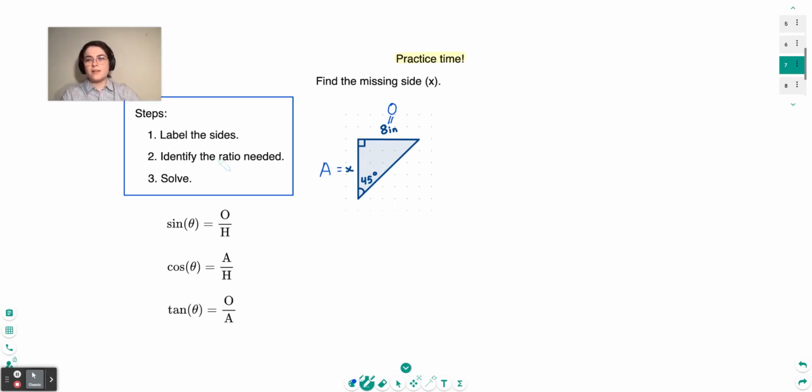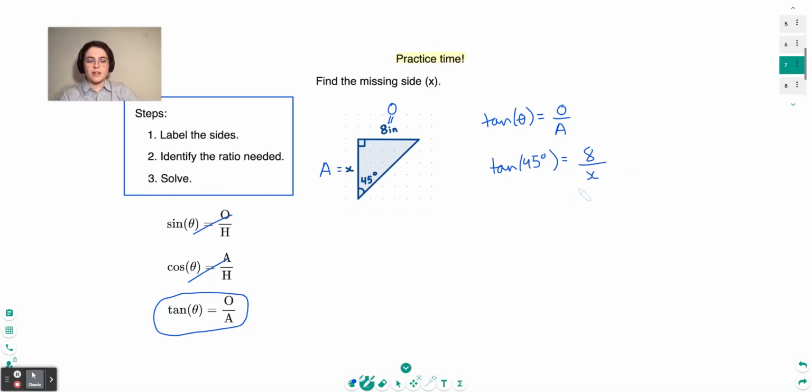Then we need to identify the ratio we need, and we ask ourselves which of these three ratios has an A and an O. Notice that sine doesn't work because it doesn't have an A. Cosine doesn't work because we don't have hypotenuse. So the only one that works in this case is tan. Okay, so we have that tangent of theta is going to be equal to the opposite over adjacent. We can substitute all of our values in now and get this expression here.